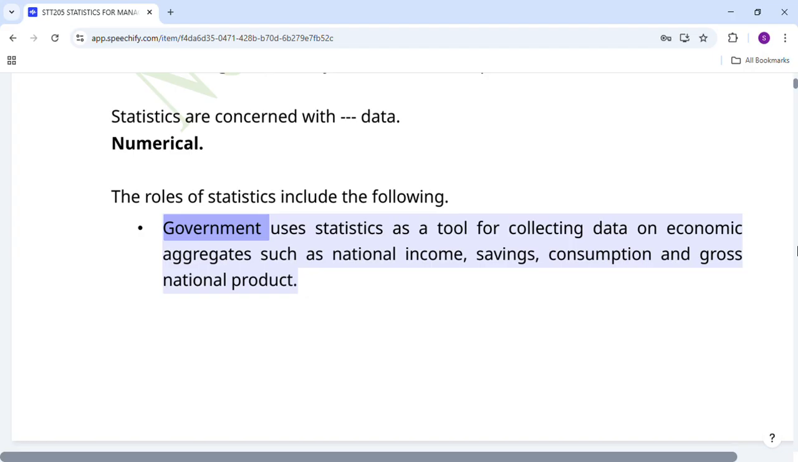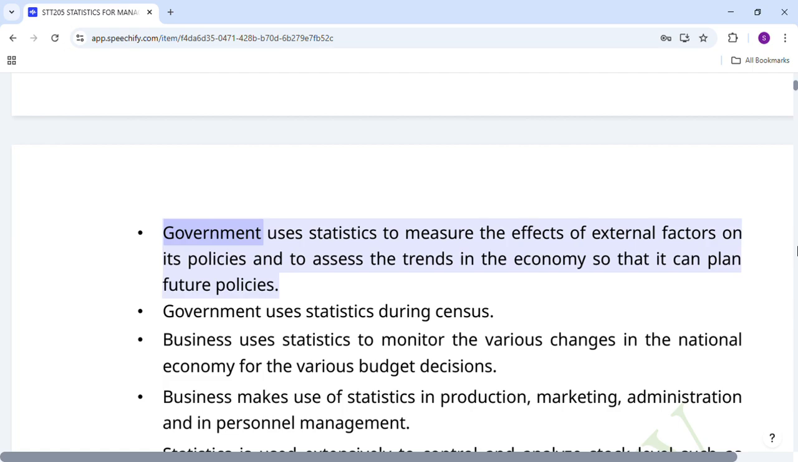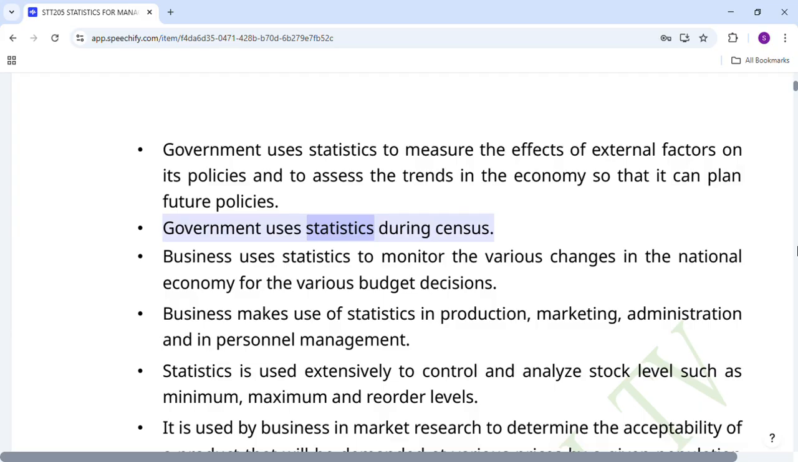Government uses statistics as a tool for collecting data on economic aggregates such as national income, savings, consumption, and gross national product. Government uses statistics to measure the effects of external factors on its policies and to assess the trends in the economy so that it can plan future policies. Government uses statistics during census.